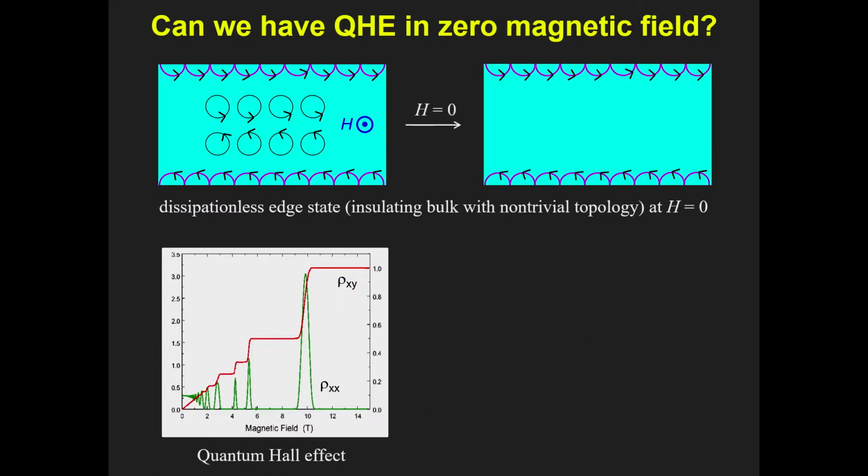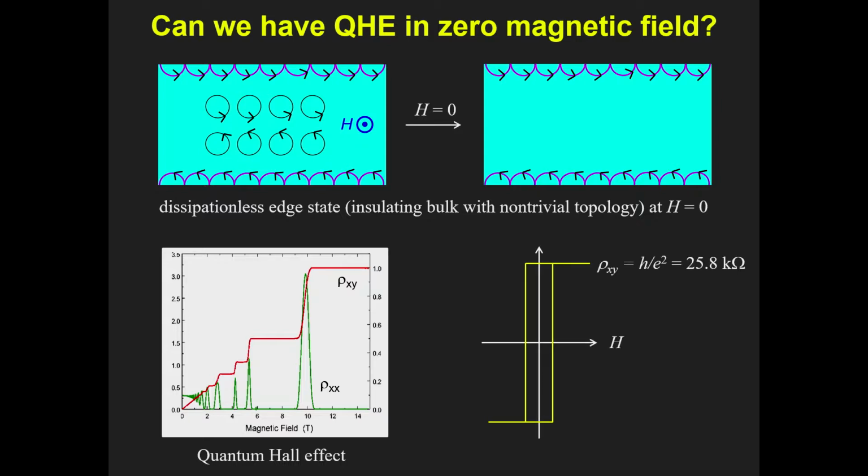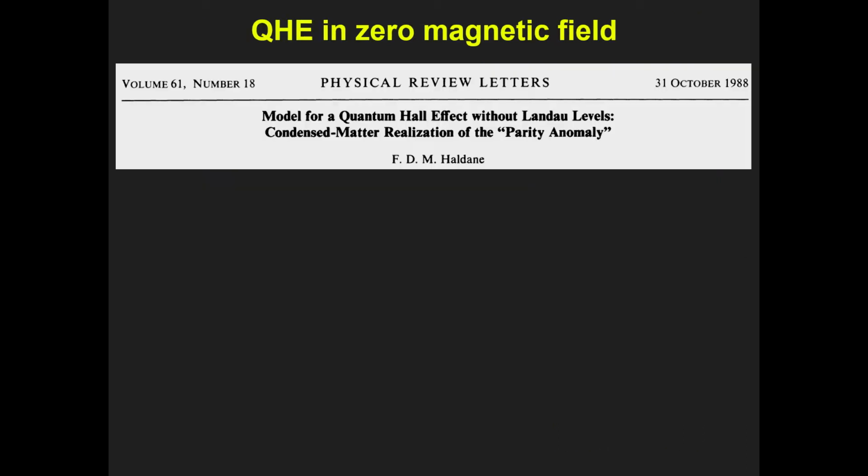Then in zero magnetic field, it seems too good to be true. Even without magnetic field, somehow the bulk is still insulating, and there's still chiral edge state propagating along the sample edge. And from the experimental point of view, it means even in zero magnetic field, there's a finite Hall resistance, and it's quantized. It's around 25.8 kilo ohm. You know this loop is called the anomalous Hall effect. So this quantized version is called a quantum anomalous Hall effect.